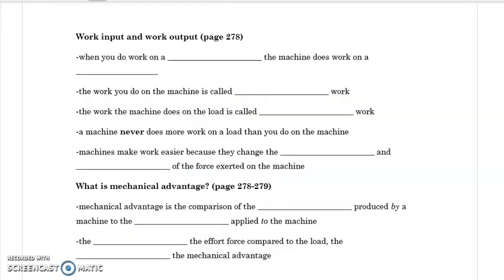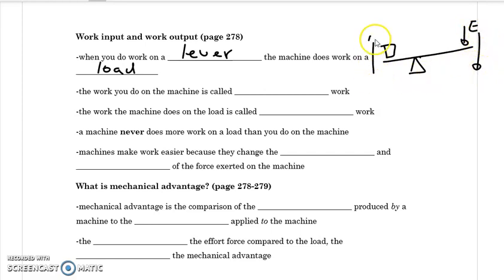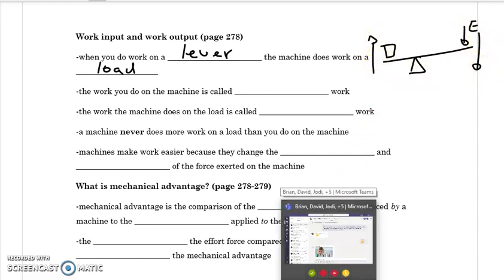So I'm assuming that you have watched the Eureka videos. We're now taking a look at, I believe, page 10 in your unit book: work input and work output. Now, when you do work on a lever, the machine does work on a load, right? So if we think back, we have a lever here. We've got a load. We're actually putting the effort here. Work is done here, and then work is done on the load, right?